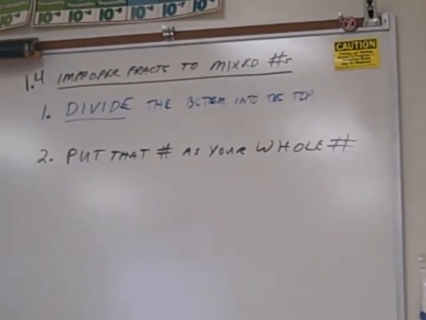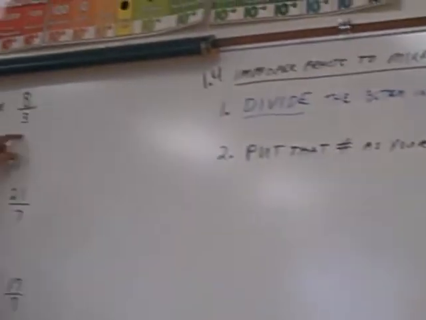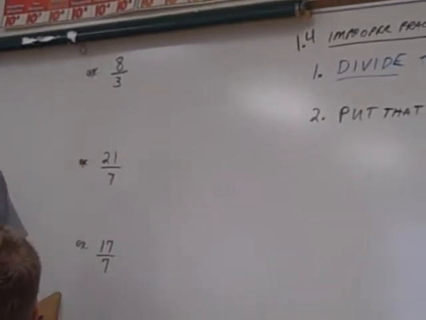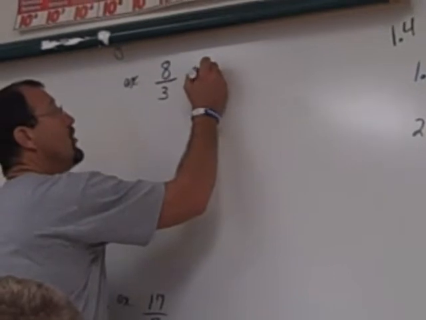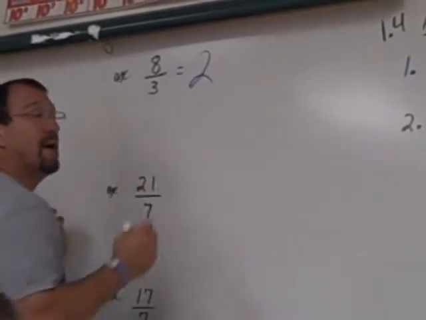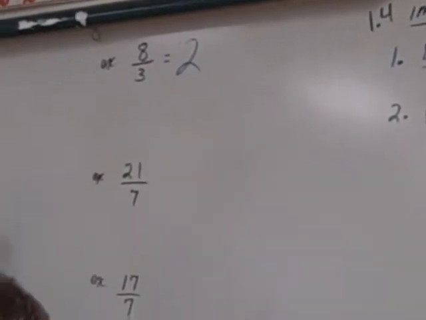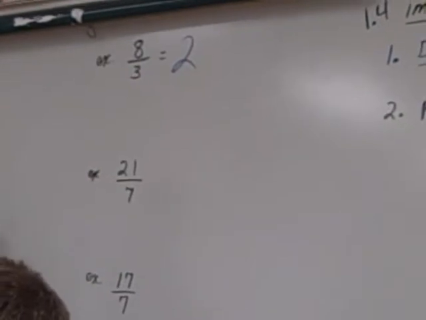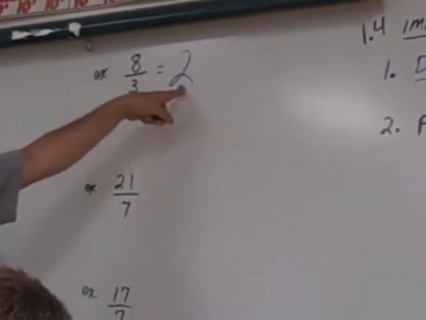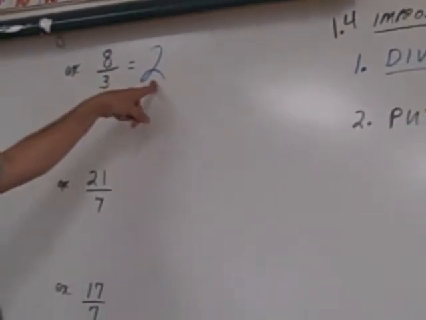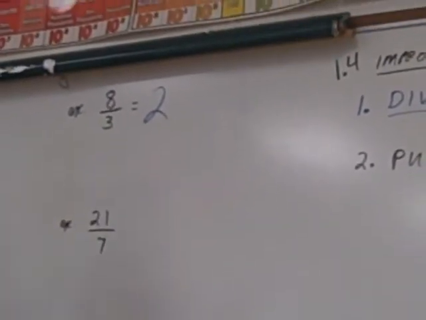Alright, so what did you say, Sam? What was our number? How many 3's were divided into 8? 2. So, our whole number is big 2. Everybody with me? 3 divides into 8 2 times. Ah, good job.